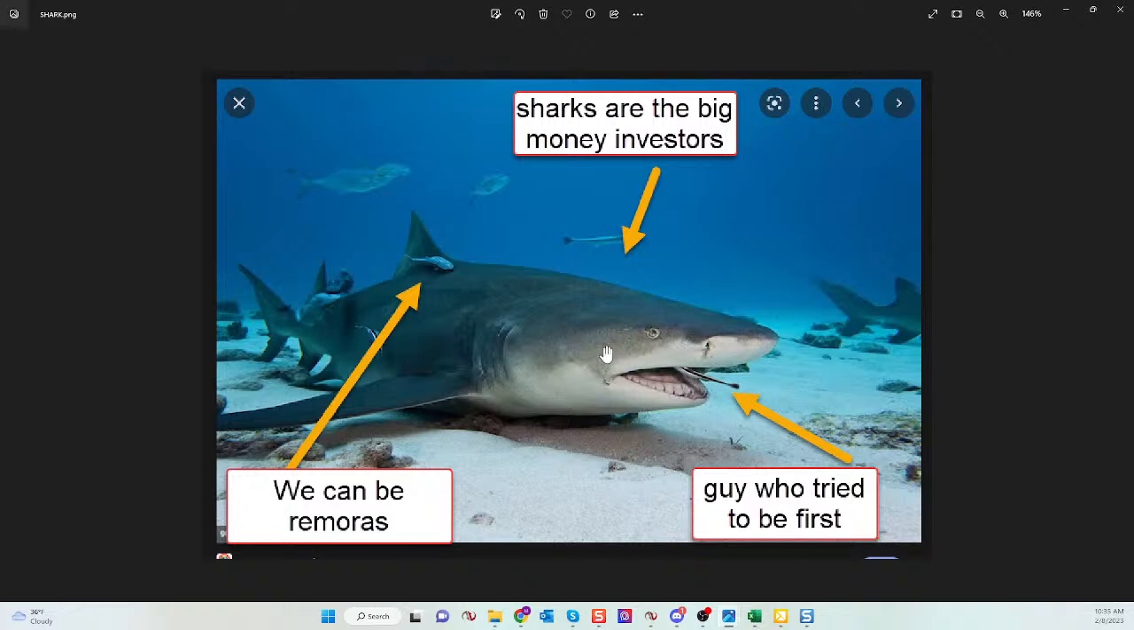You can be the person that, when he creates momentum, or she, could be a she, when she gives you a clear path, when they do all the hard work, then you can be the remora. You can take advantage of it.